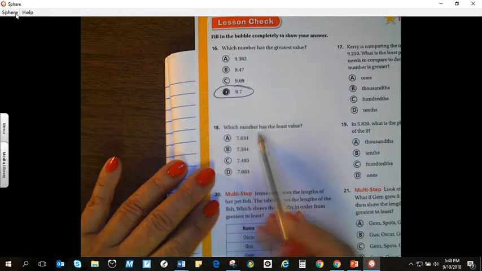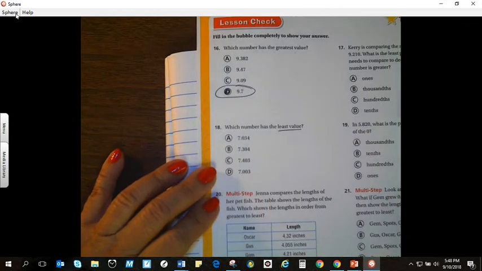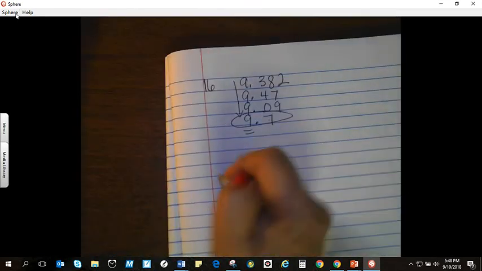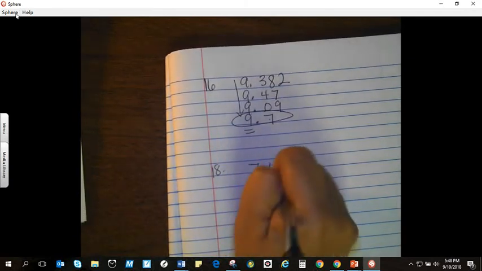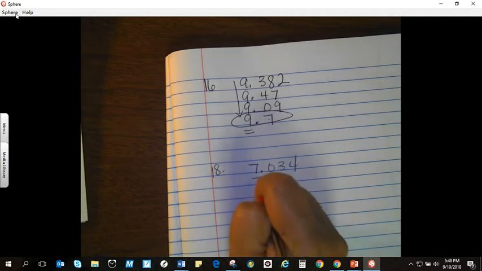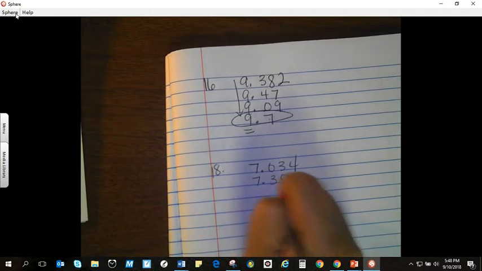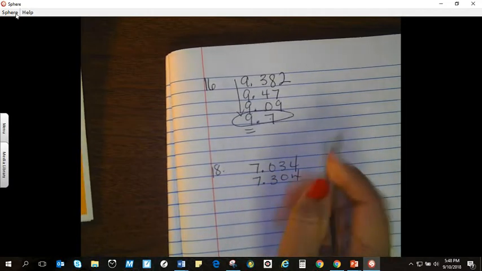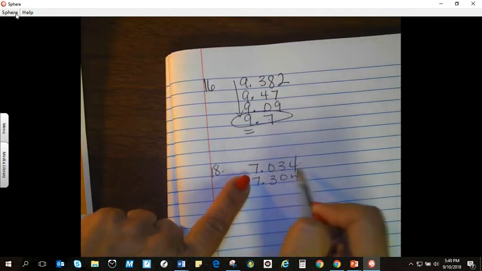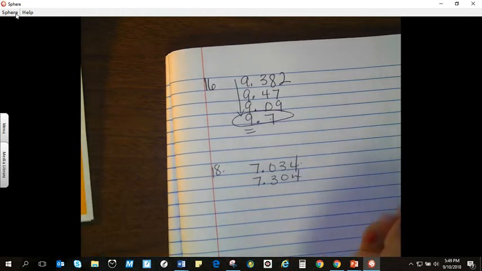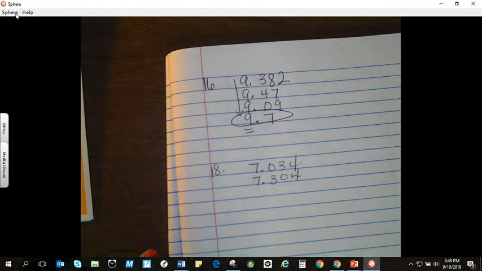All right, let's go down to 18. Which number has the least value? All right, so I'm looking for the smallest one. All right, so I'm going to write my numbers over here for 18. Okay, so my first number is 7 and 34 hundredths, 7 and 304 thousandths. Oh, I said this one hundred. This is 7 and 34 thousandths. Thank y'all for the correction. I can hear y'all saying, hey, that wasn't right, so I appreciate that.